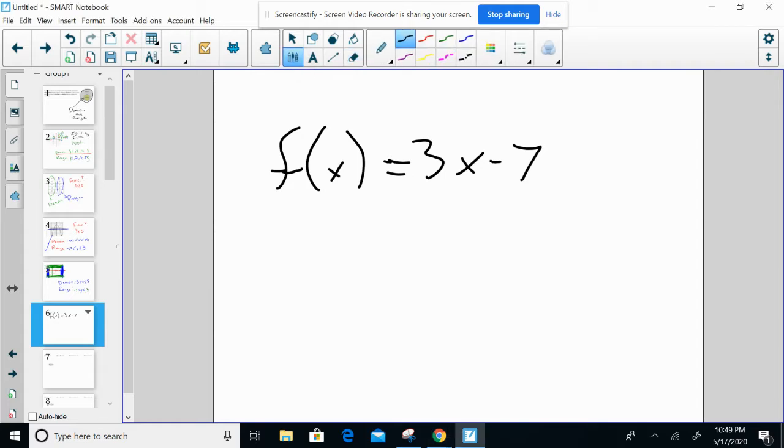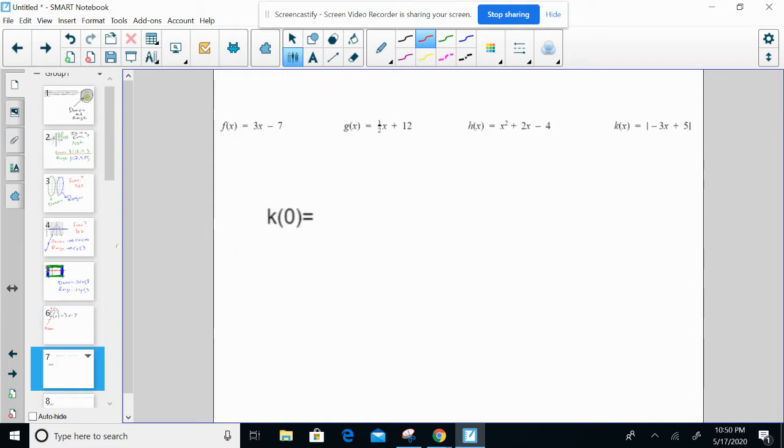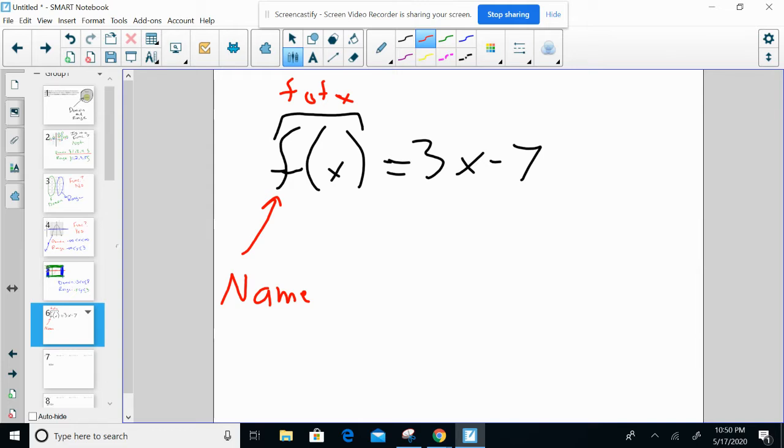This is read as f of x. If you hear me say f of x, that's how I'm reading that. Now, the f is just the name, just like your name might be Carter or Xavier or whatever. This is the name of the function. Every one of these has a name: F, G, H, K. The F is just the name. The X is your input. This is what you're putting into the machine. So F is the name of the machine, and X is what you are putting into the machine.